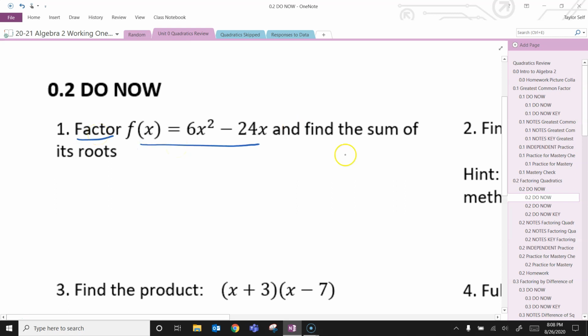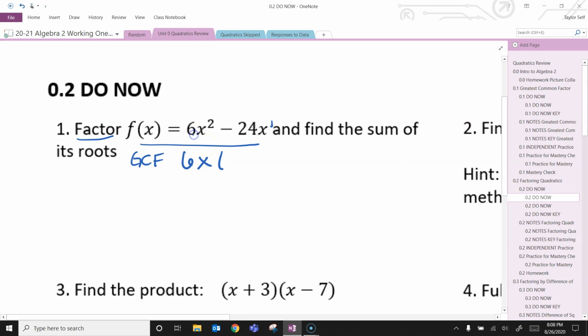Even if you don't know what the second part of a problem means, always focus on the first part. So to factor this, we are gonna take out a GCF. So what is the largest number that goes into 6 and 24? That would be 6. And then the smallest number of x's that we could take away is 1x. So that's the GCF. Now we need to do division.